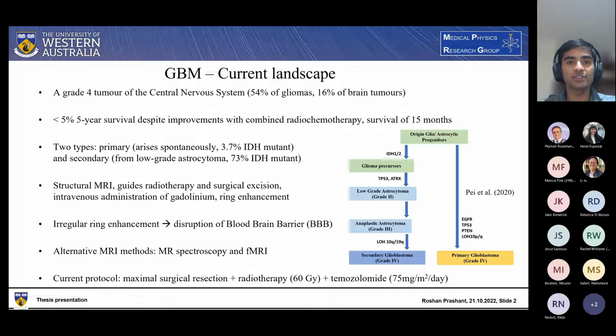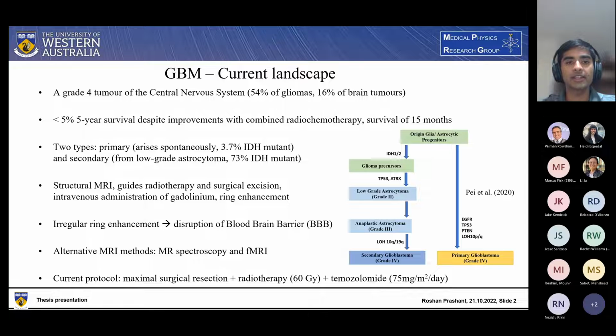Glioblastoma is a grade 4 tumor of the central nervous system. It accounts for 54% of all gliomas and 16% of all brain tumors. The 5-year survival rate of patients who are diagnosed with GBM is less than 5%, despite improvements that have occurred with a combination of radiochemotherapy. The median survival continues to be approximately 15 months for patients diagnosed with GBM.